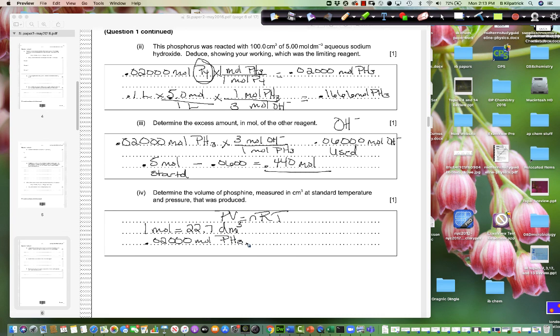Well, how many liters is that? Well, I know that 1 mole is equal to 22.7 dm cubed, or you could just say liters. But it's not asking for it in liters, it's asking for it in cubic centimeters. Pay attention to your units. So, cubic centimeter over decimeter cubed. Well, 1 liter is equal to 1,000 milliliters. So you're going to get 454 cubic centimeters. So make sure you're paying attention to your units here.